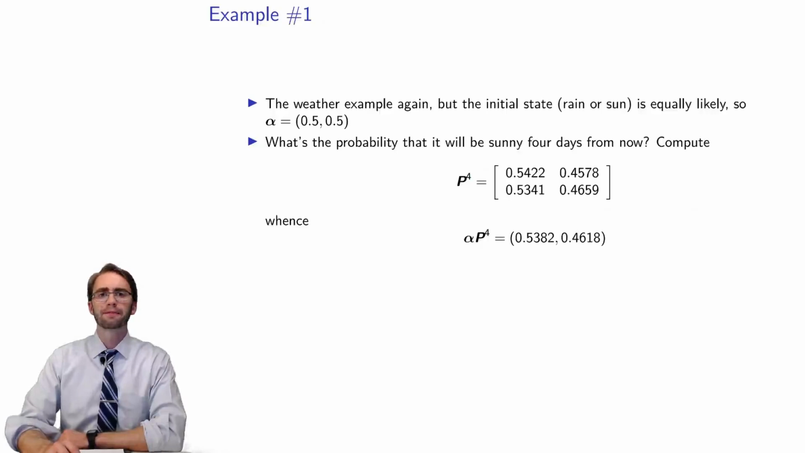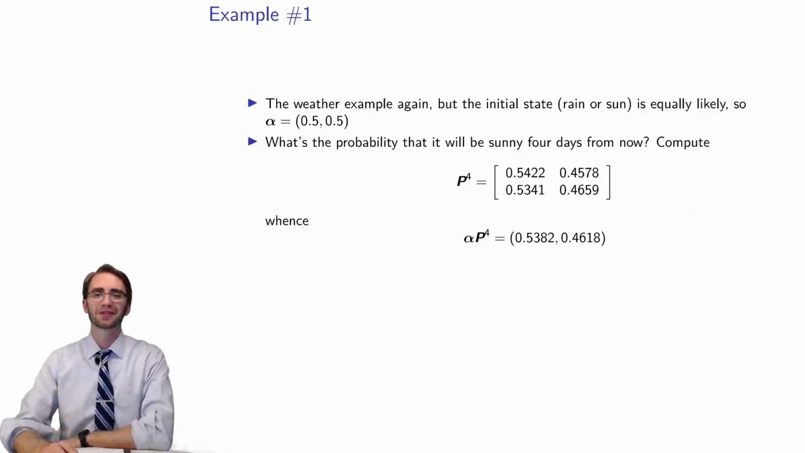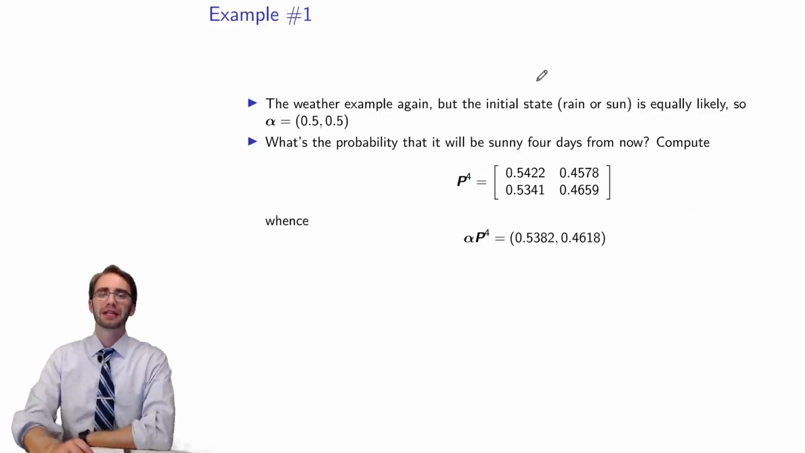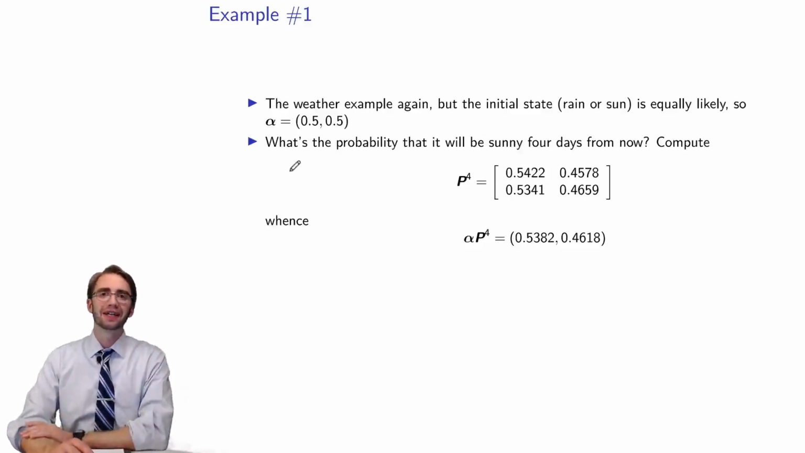A simple example for this one, we'll again do that weather example because it's a nice little 2x2 matrix. Let's suppose the initial state is equally likely. So today we don't know the weather, and we think that it's equally likely to be rainy or sunny. And then I could ask, what is the probability that it will be sunny 4 days from now?